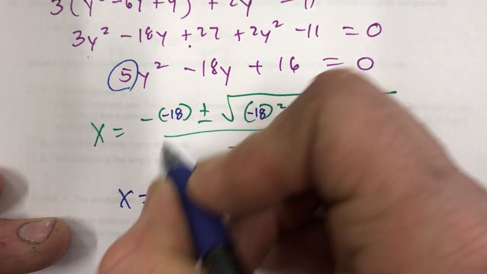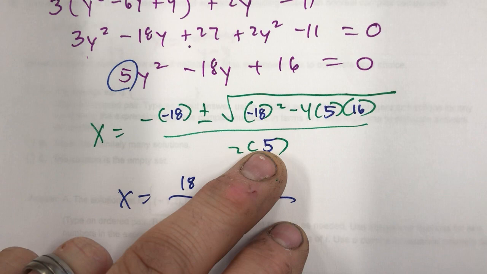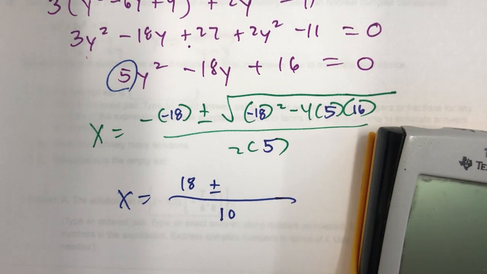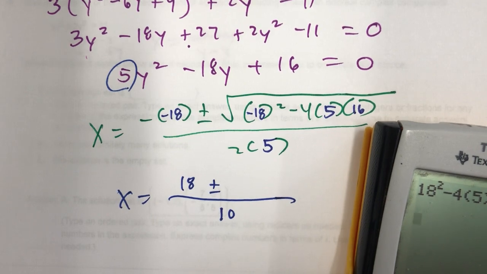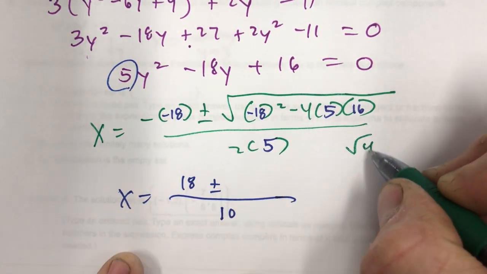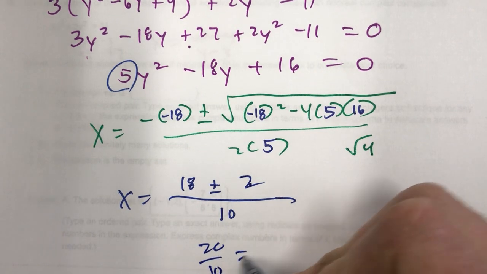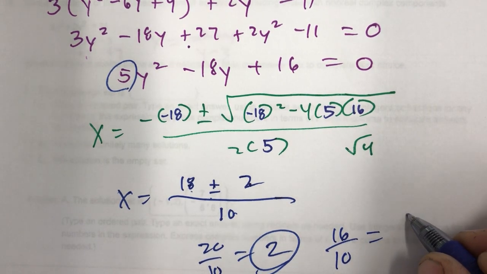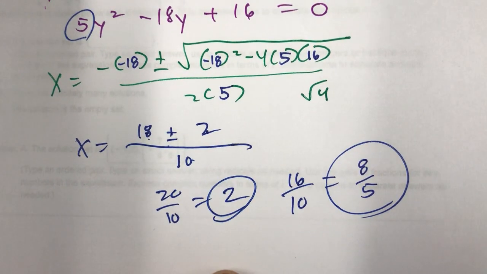So x equals, that's a positive 18, and down here, 2 times 5 is 10. And then my radical, I'm going to punch this in: 18 squared minus 4 times 5 times 16. Oh, crap, the calculator's off. That's 4. So inside the radical is 4, so the square root of 4 is 2. So 18 plus 2 is 20. 20 divided by 10 is 2. 18 minus 2 is 16. 16 divided by 10 is 8/5. There's my 2 answers: 2 and 8/5.